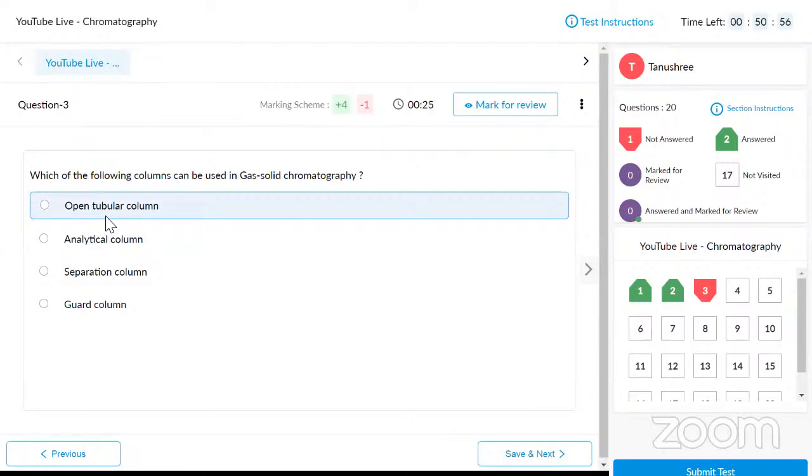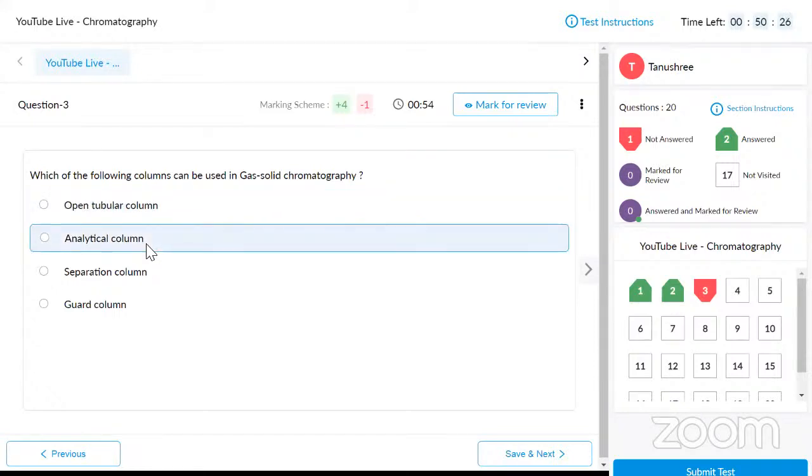So open tubular column is the answer, because an open tubular column is basically a column of tubular shape which has a stationary phase, a solid which may be coated with a liquid. If it is coated with a liquid, it will be called gas liquid chromatography. And if it is not coated with a liquid and it is just a solid stationary phase, then it will be called gas solid chromatography. So you use an open tubular column for gas chromatography. An analytical column is a simple column which you will use for your HPLC. So an analytical column is basically any column that helps you separate your analyte.